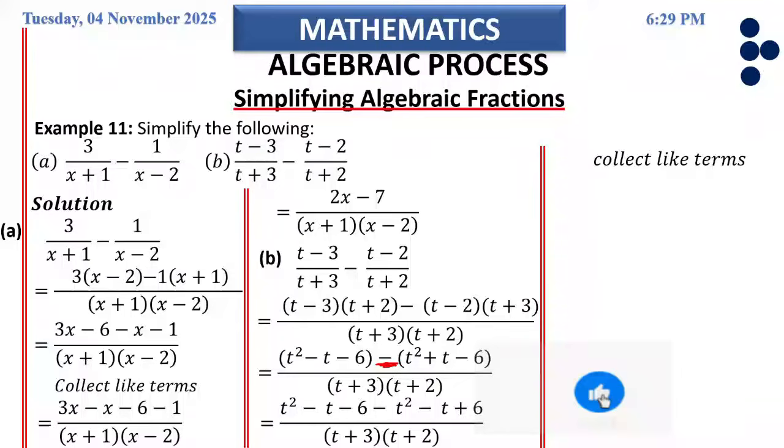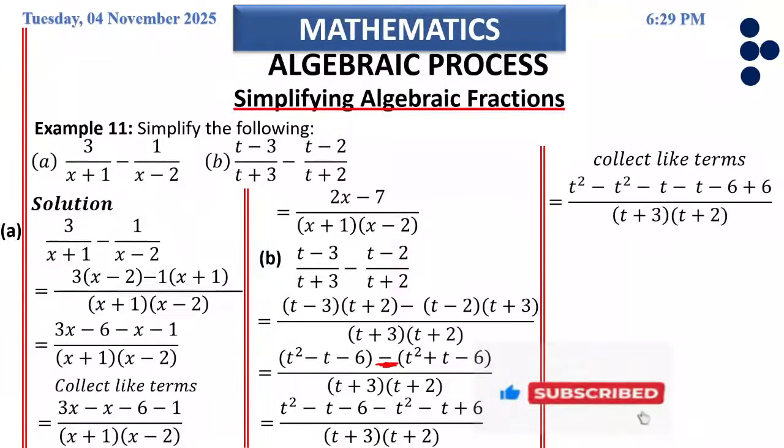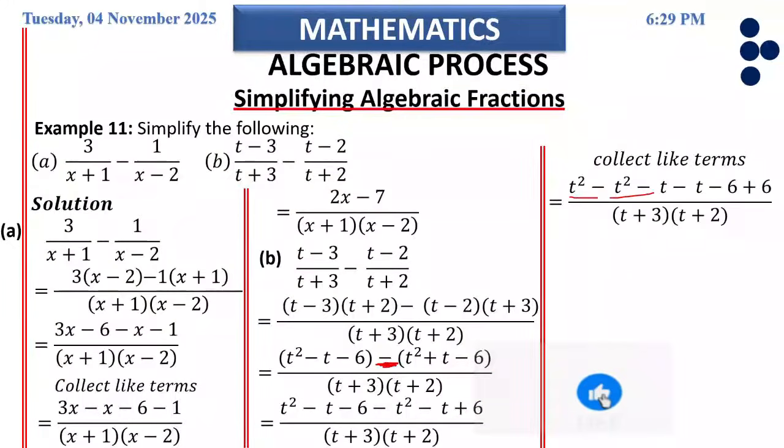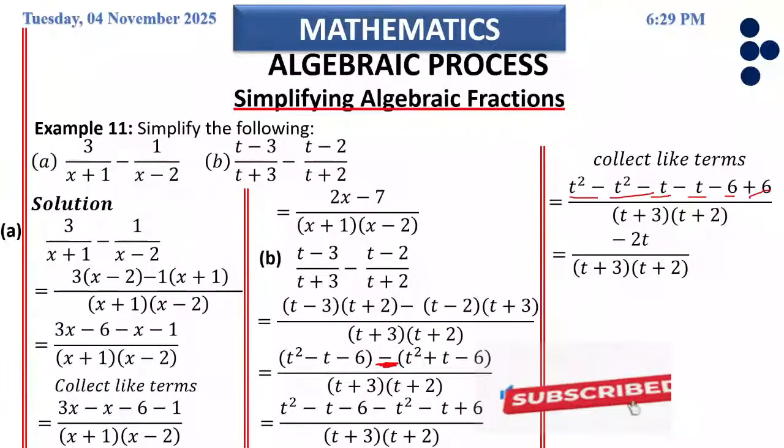So the next thing is to collect like terms. If you collect your like terms, it will give you the resulting value. Because by this, t squared minus t squared is 0, minus t, that's minus 2t, minus 6 plus 6, that's going to be 0 too. So that means this is going to be our final answer. If there is nothing else that can be factorized out again, you leave it like that. Please don't cancel 2 by 2. Very, very wrong. Okay? It's very, very important to take note of that.